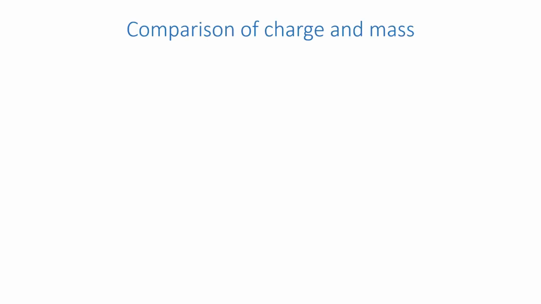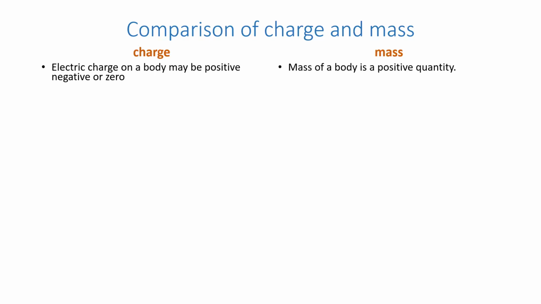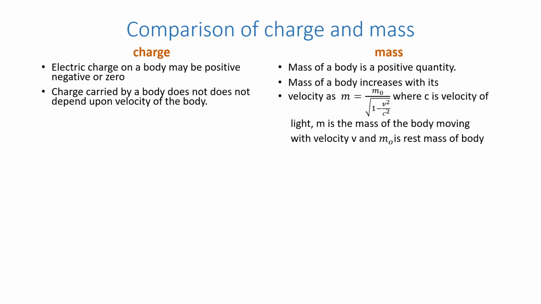Hello students, today we will discuss the comparison of charge and mass. Charge on a body can be positive, negative as well as zero. But mass of a body is a positive quantity. Charge carried by a body does not depend upon the velocity of the body, but the mass of the body increases with velocity.